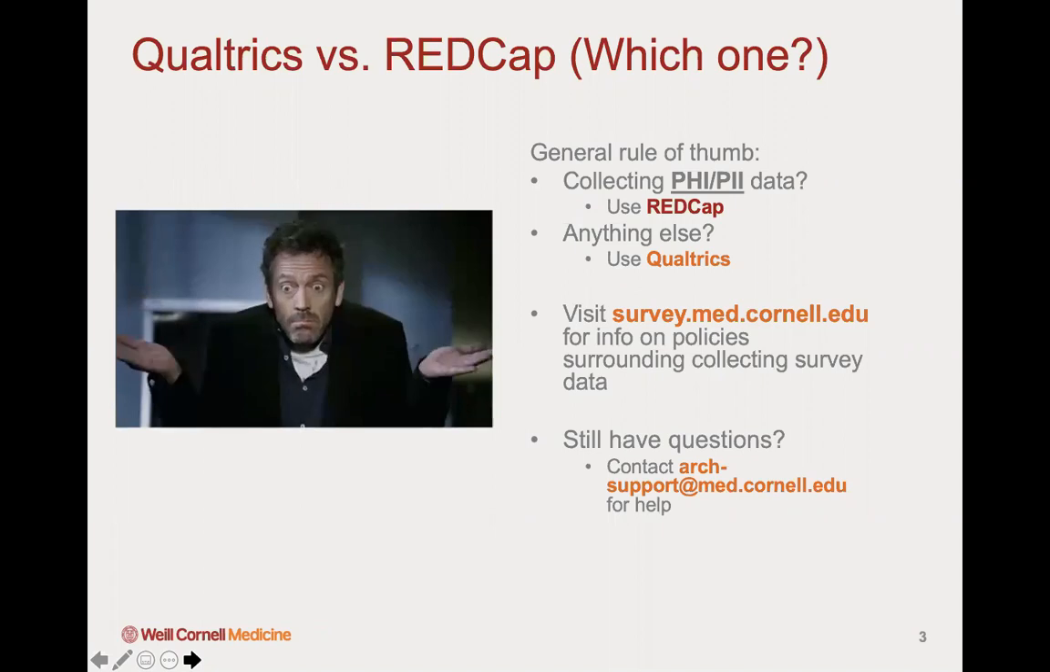We do have some information about both of those tools at this link, survey.med.cornell.edu. And if you have questions about which one should I use, a really good resource is our ARCH team, which stands for Architecture in Research Computing in Health. And their email is arch-support@med.cornell.edu. And they're a great team. They can answer any questions you have about creating a research survey and which tool may work best. And I'll make sure that I send you that email address after the session.